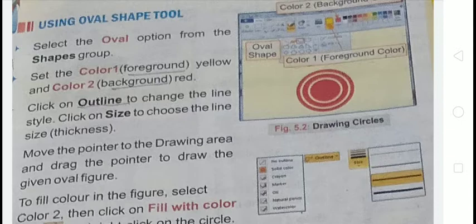Then move the mouse pointer to the drawing area and drag the pointer to draw the given oval figure. And then to fill the color, click on the color tool, color 2 button, and then click on the fill with color tool and right click on the circle. So this way you can draw the oval shape and also color the oval shape.